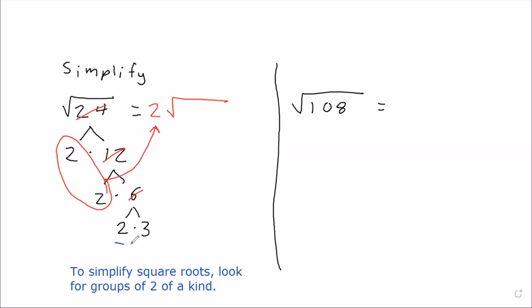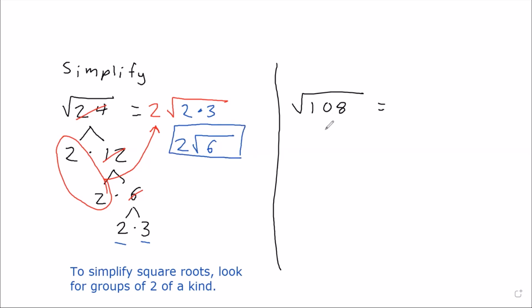The two numbers that are left over and did not get grouped up stay inside the square root and get multiplied together, which means your final answer is that the square root of 24 simplifies to 2 times the square root of 6.